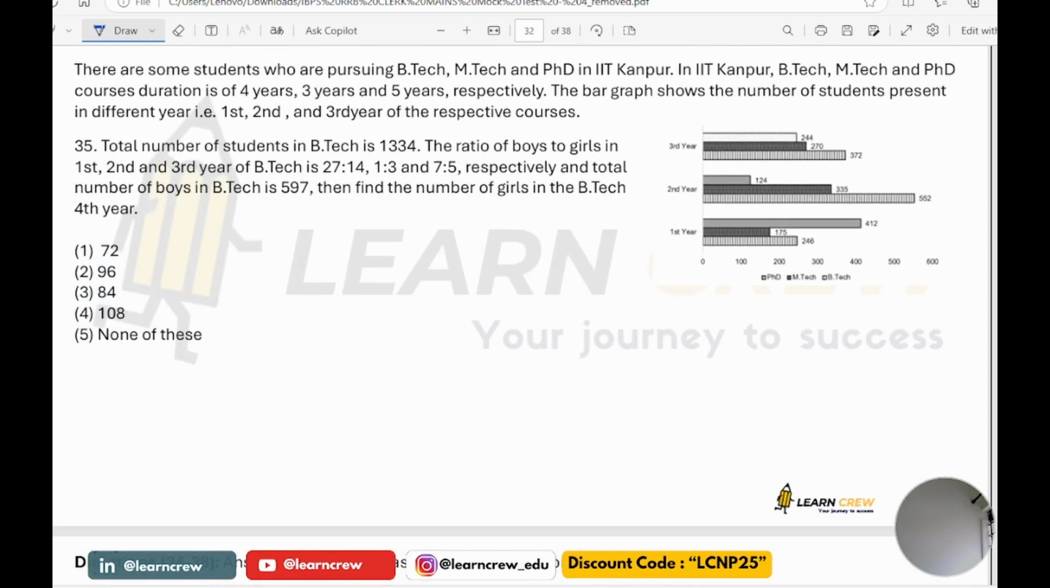Total number of students in BTech is 1334. The ratio of boys to girls.